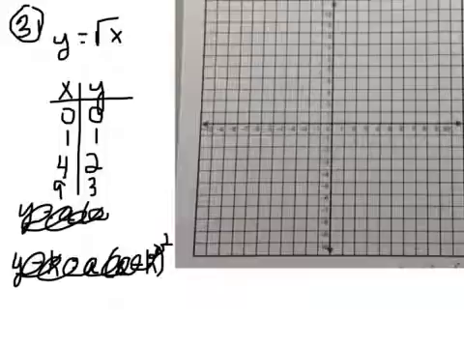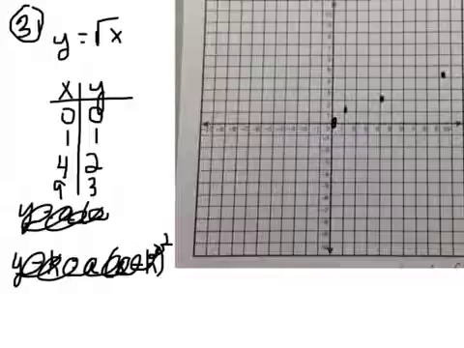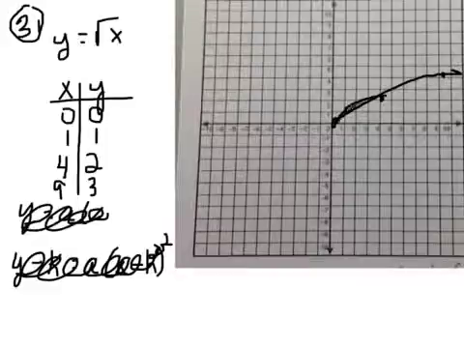So using this table of values, I could graph this pretty quickly: (0, 0), (1, 1), (4, 2), and then (9, 3). And what we're going to get here is just half a parabola. It's going to look like this, except it should have been more curved here. Somehow I should be able to curve that a little bit more.